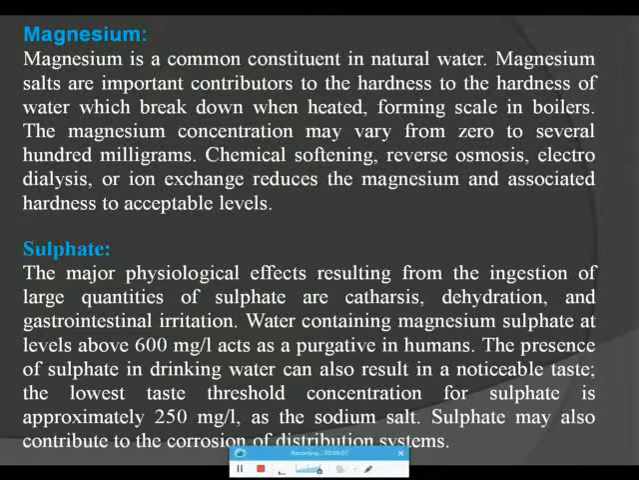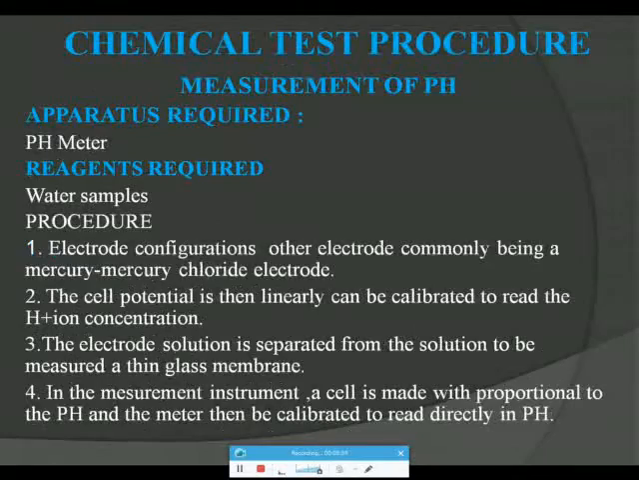Magnesium is a common constituent in natural water. Magnesium salts are an important contribution to the hardness of water, which breaks down when heated, forming scale in the boiler body. Sulfate: the major physiological effect results from the ingestion of a large amount of sulfate, causing dehydration and gastrointestinal irritation.